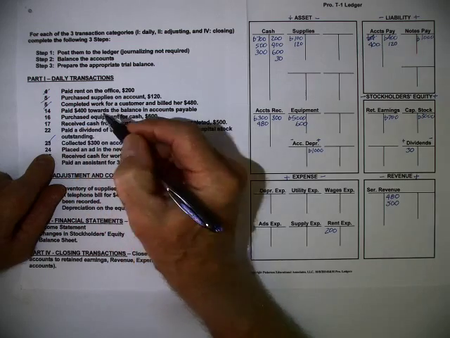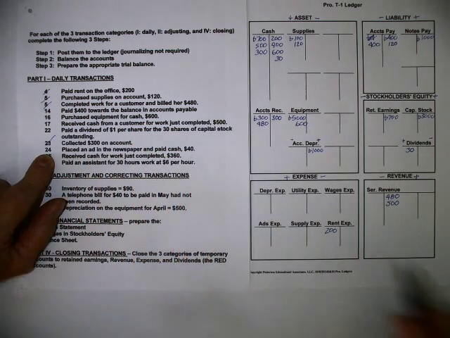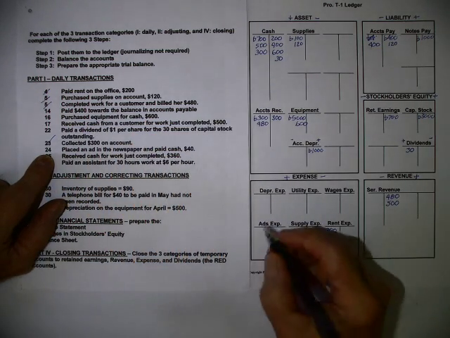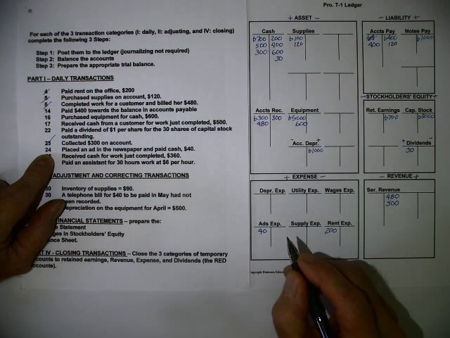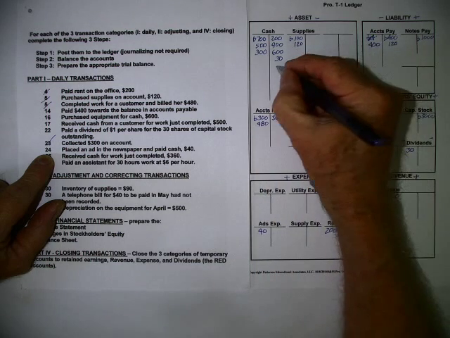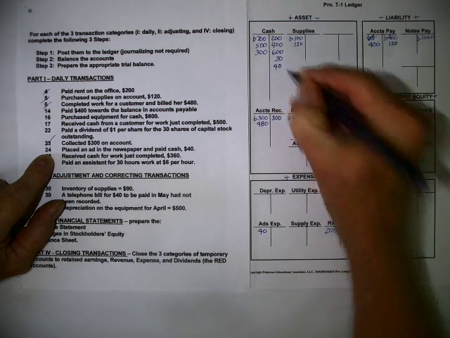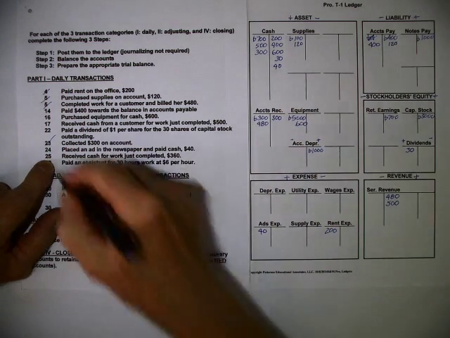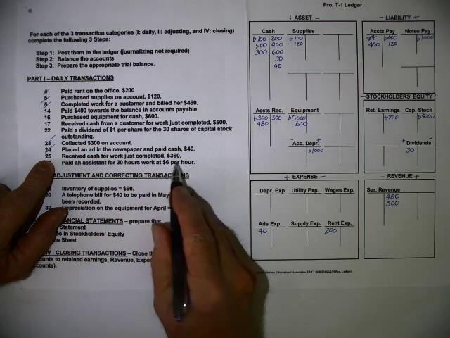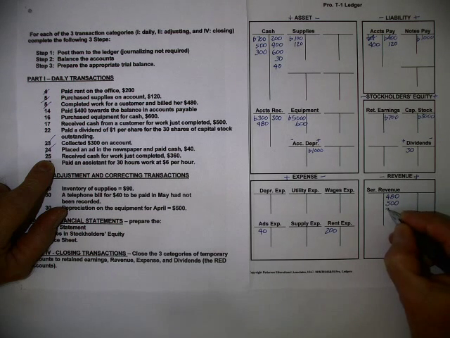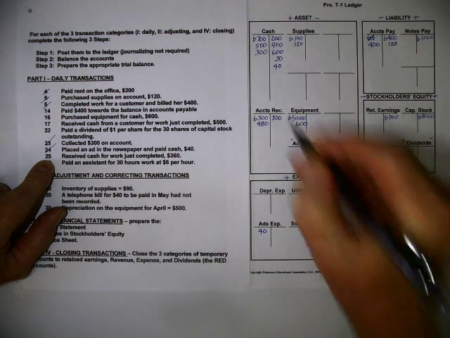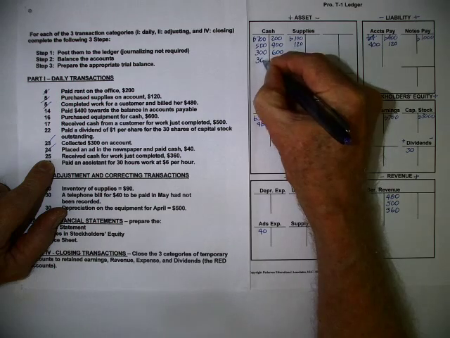Placed an ad in the newspaper and paid cash of $40, so we're going to debit ads expense for $40. Remember, an expense increases when it's paid, and it was paid for by cash, $40. We received cash for work just completed, $360. That's another cash transaction. $360 here and $360 here. There's our debit, there's our credit.